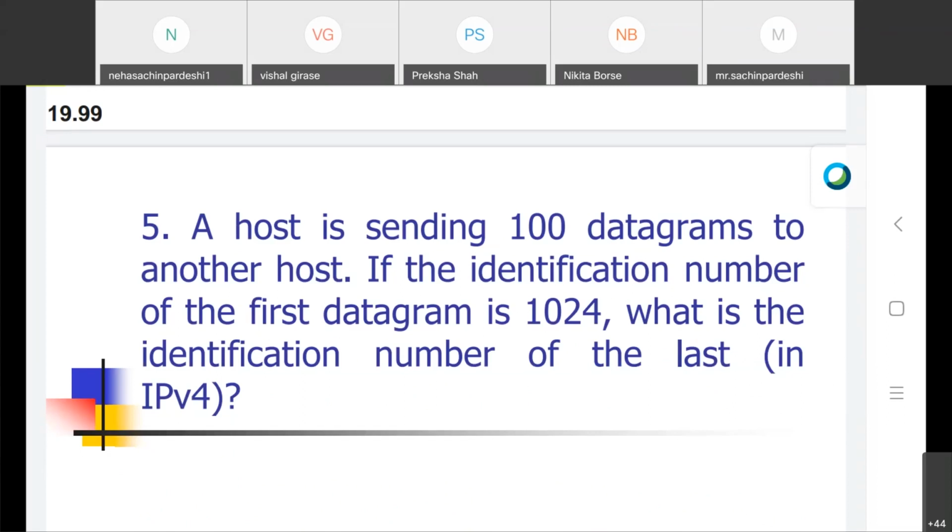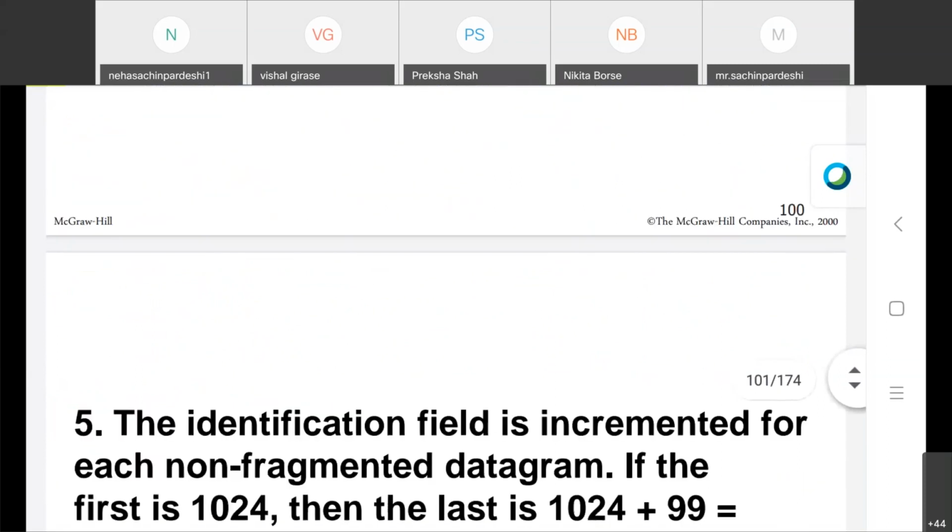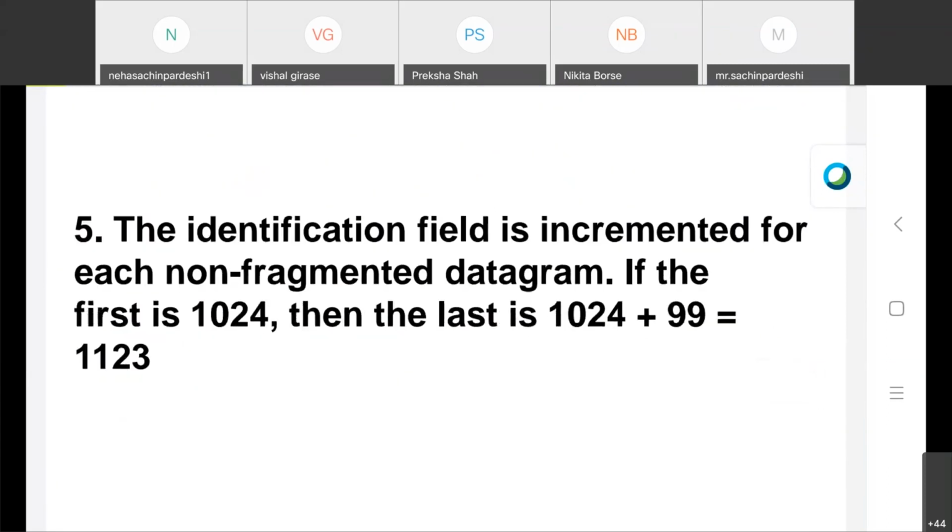So the first datagram is 1024, the next one is 1025, the next one is 1026. Again, here you have to remember the first datagram value is given as 1024, up to the 100th. So you have to add 100 minus 1, because the first value is given. For every datagram the value will be incremented, so 99 times the value will be incremented. So 1024 plus 99 is the last identification value. 1024 plus 99 is equal to 1123. This is the answer.